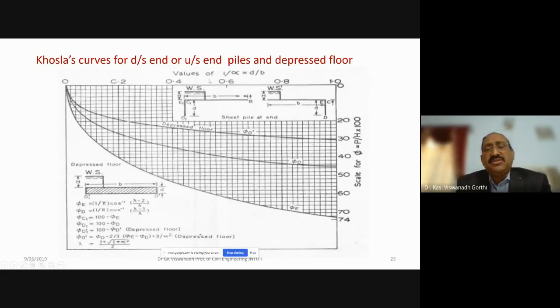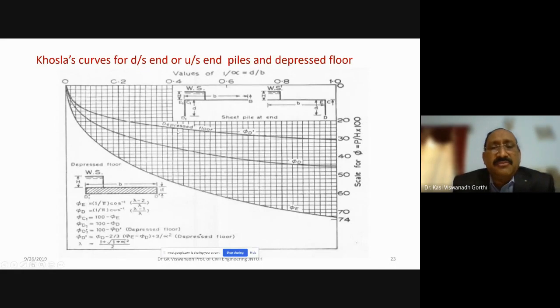It is given for values of 1 by alpha, which is equal to D by B. We know very well the length of the horizontal floor is more compared to the length of the cutoff. As a result, B by D is greater than 1. So 1 by alpha, D by B, will be up to 1. So you have 0.2, 0.4, 0.6, 0.8 and 1.0 taken on the x-axis. On the y-axis, you have the scale for phi, which is the pressure as a percentage, the pressure at that particular point by H into 100.